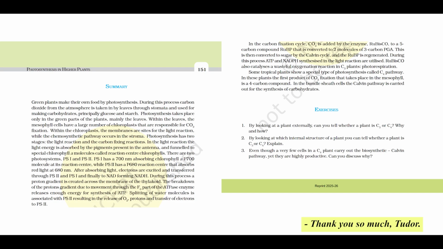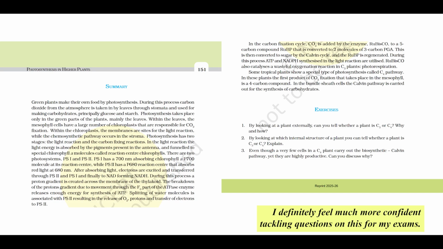Thank you so much, tutor. That was incredibly clear, detailed, and really well-structured. I feel like I've truly understood the intricate dance of photosynthesis now, not just memorize the steps. I definitely feel much more confident tackling questions on this for my exams.